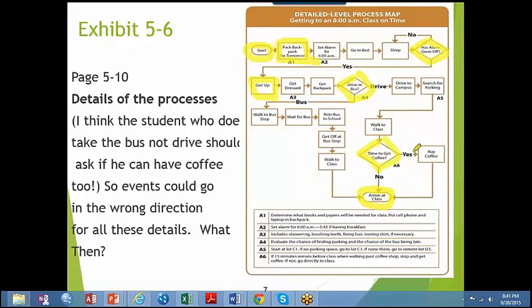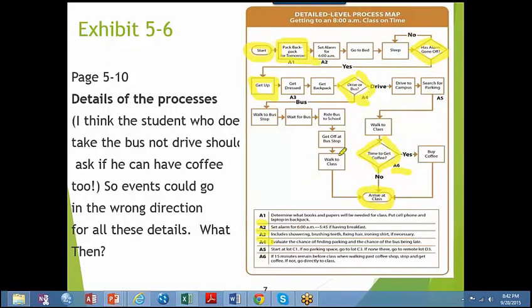Or it could be, do we have time or do we want coffee? If yes, we get coffee. If no, then we just go directly to class. Okay? And then you notice that each decision tree, each decision has a marker. So these markers are down here, A1, A2, A3, A4, A5, A6.